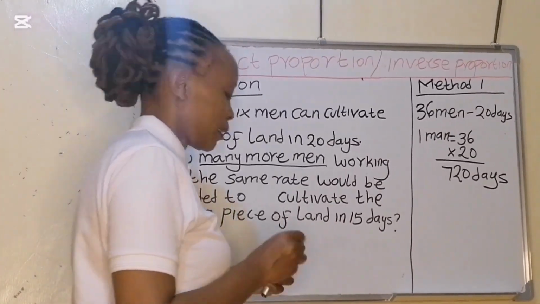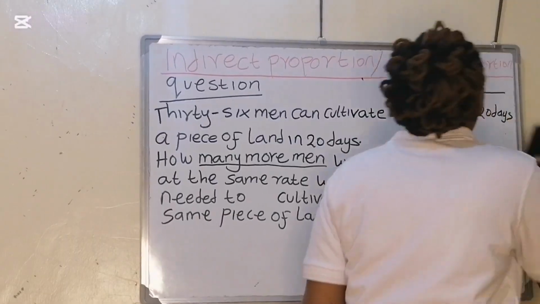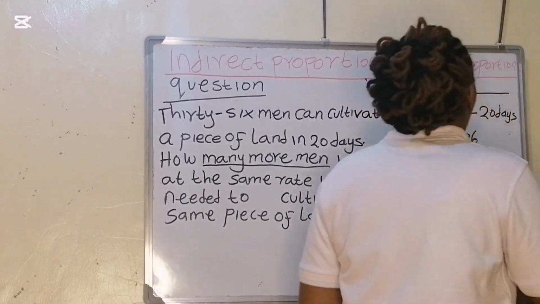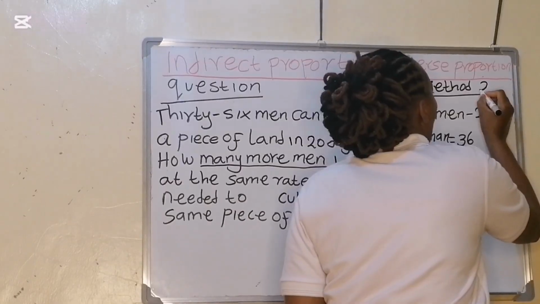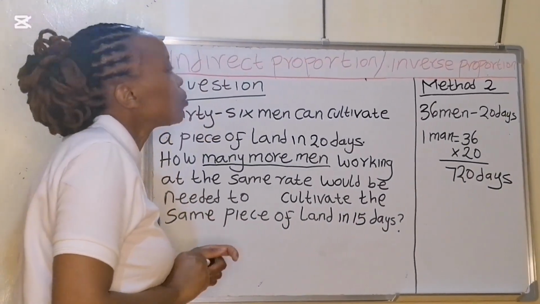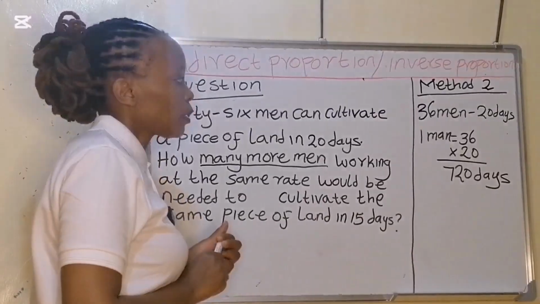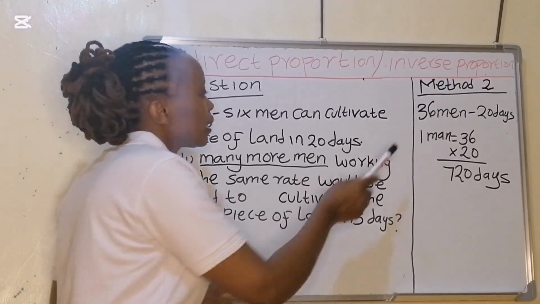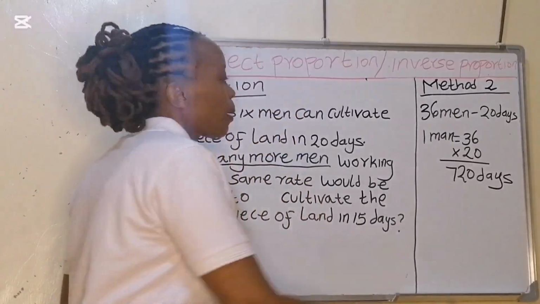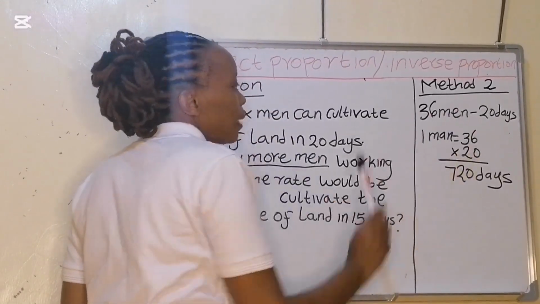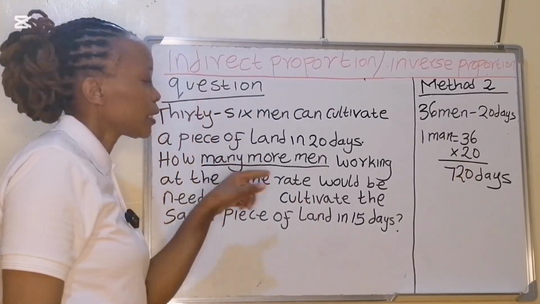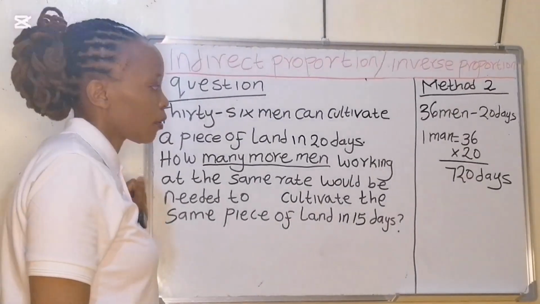This is method 2 that you can use to answer this question. How do you go about it? You just write that 36 men can take 20 days to cultivate the road. What about 1 man? 1 man can take how many days to cultivate the road? It is 36 times 20, which is 720 days. Okay?